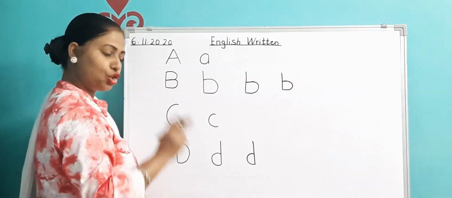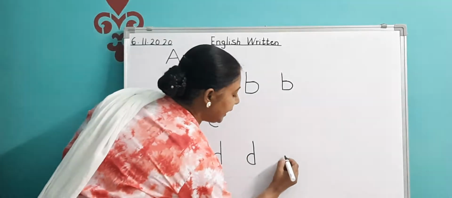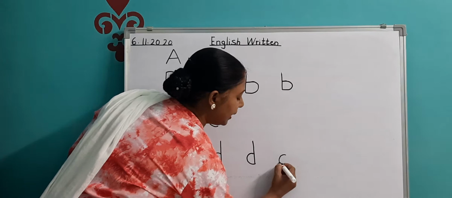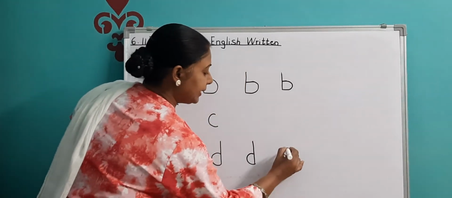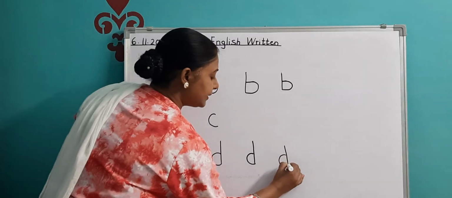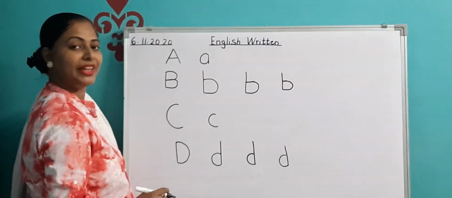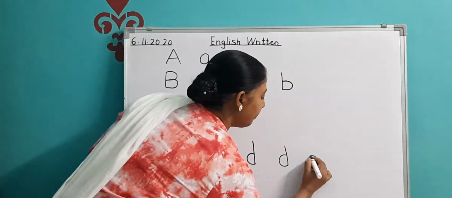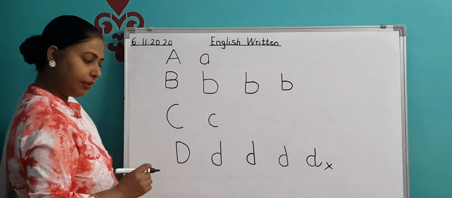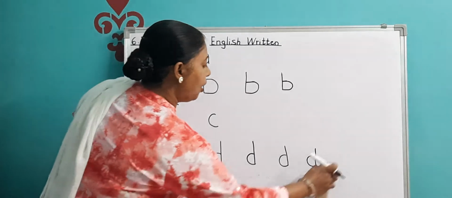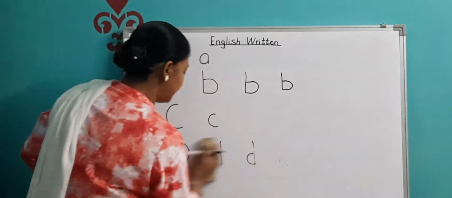Right, children? So always remember how you write small d. You first make the C or a semicircle like this and then a standing line. It has become small d. Don't make a tail like this. This is wrong. Okay? Now, till here we have already learned.